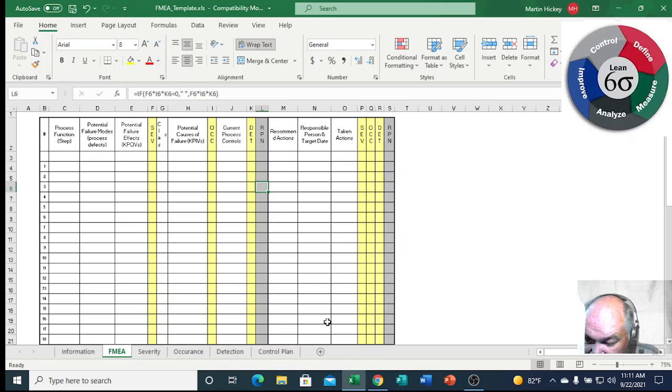Now, the key here is that it is a brainstorming exercise. You have to have the appropriate people for the process that's being worked on. Process inputs, process outputs. You're going to need your process map to tell you what the steps in your process are in the first place. Then you determine what the potential failure modes within your process are. Then, of course, the effects of those failure modes and the severity.